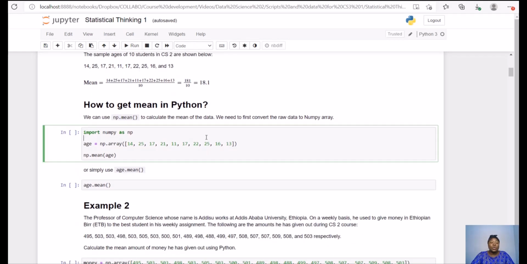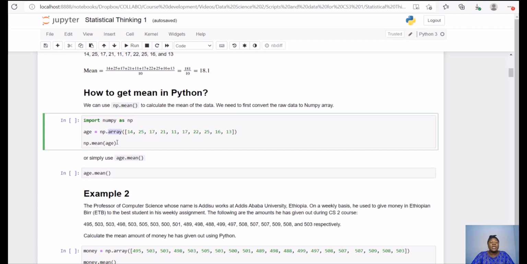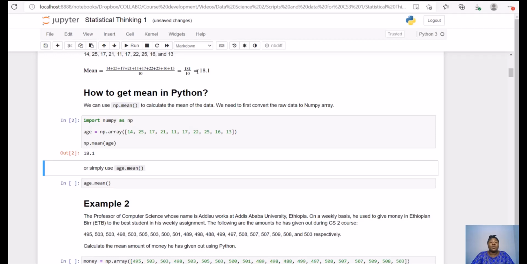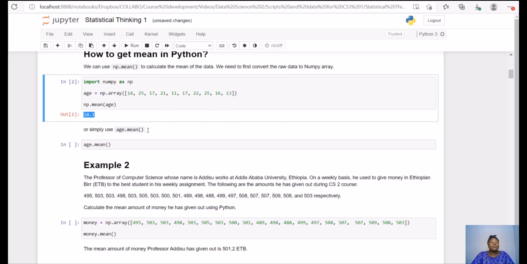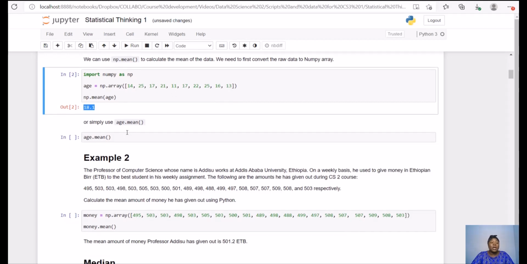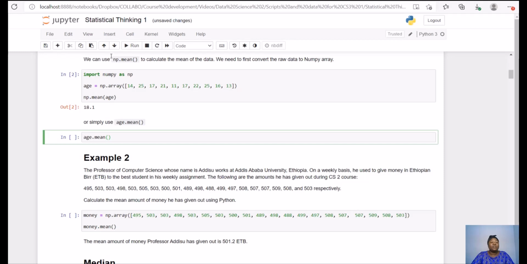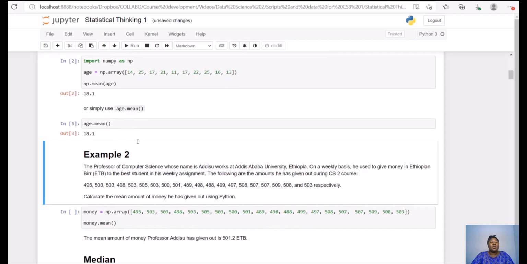But if you are going to run it using our Python notebook, you use the keyword np.mean. We had already taught this in the Python class. So that's why you import your NumPy as NP, then these are the values, you turn them into an array of NumPy, then you can now find the mean age. Let us run and see what result it gives us. You can see that we have the same result here, 18.1, as what we have here as our result. Or alternatively, if you have your data set here, you can also use age.mean. Let's try it. It gives us the same value.